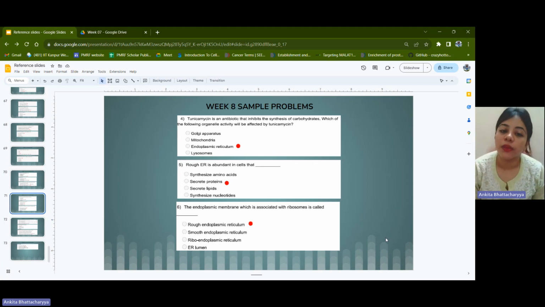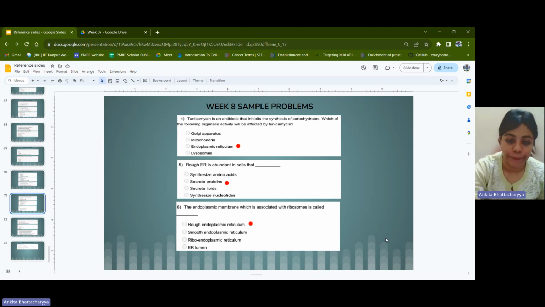Then in question 6, we are asked that the endoplasmic reticulum which is associated with ribosomes is called rough endoplasmic reticulum, smooth endoplasmic reticulum, riboendoplasmic reticulum, or the ER lumen. So it is the RER, the rough endoplasmic reticulum.